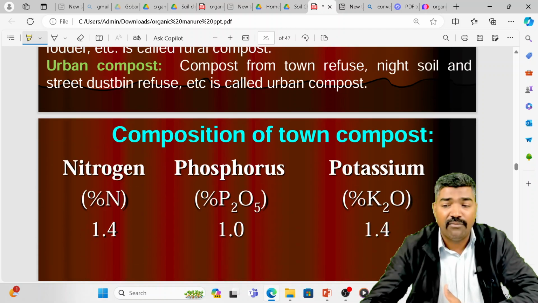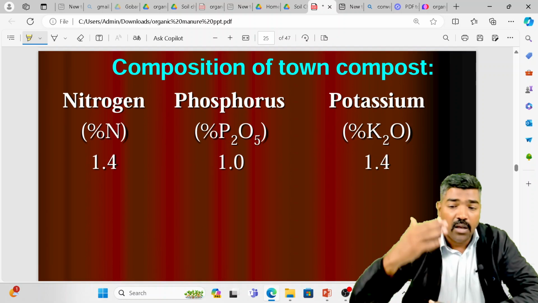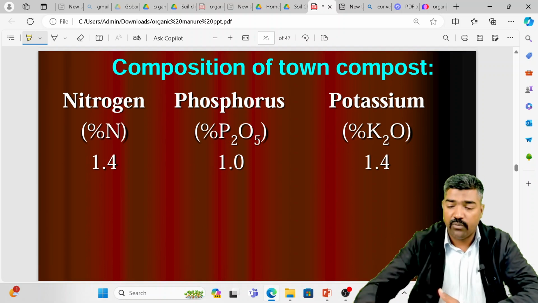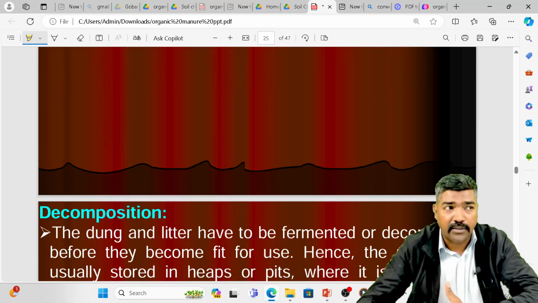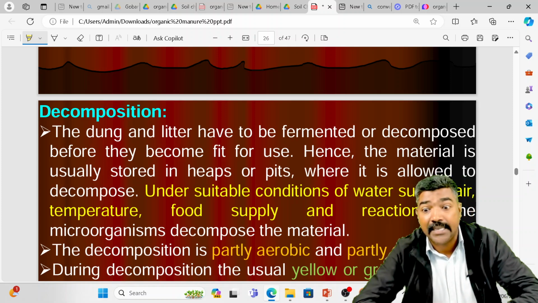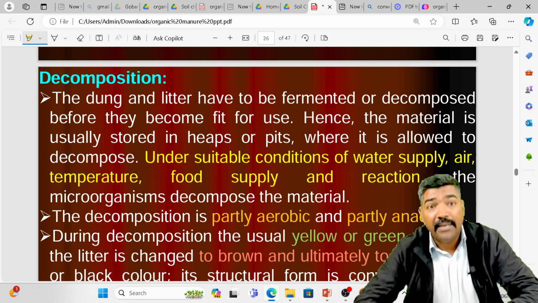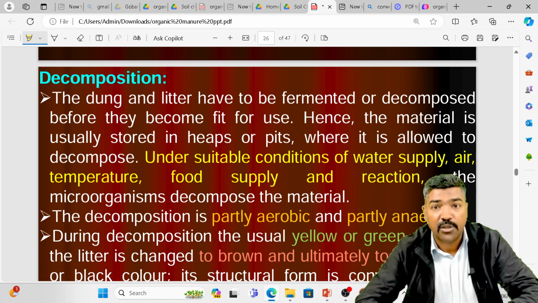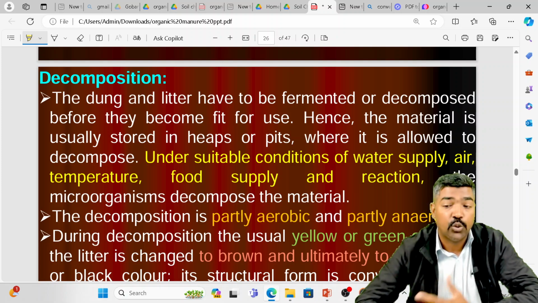The composition of the town compost: the percentage varies from 1.0 to 1.4. That's the nitrogen, phosphorus, and potassium, which are very important. Whereas in decomposition, the dung and the litter have to be fermented or decomposed before they become fit for use. Hence, the material is usually stored in heaps or pits, where it is allowed to decompose under suitable conditions.